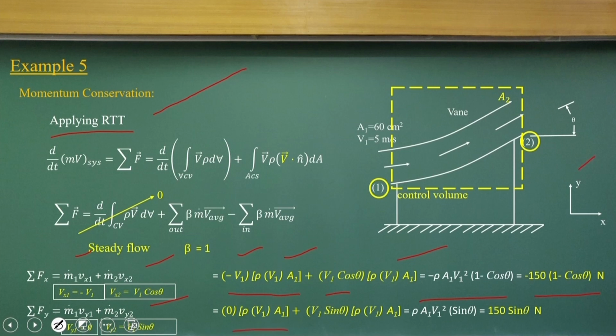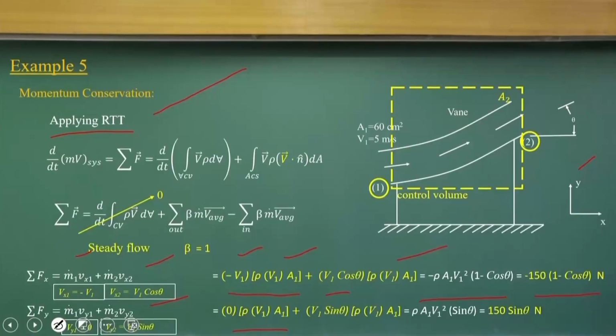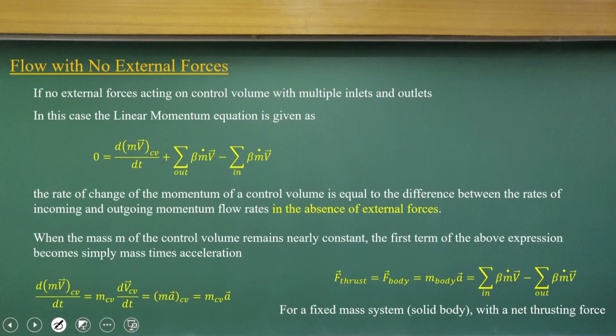Similarly, if I compute the force acting in the y direction, I will have the mass flux coming in, but the momentum flux in the y direction is 0 at the inlet, since the influx has no y component. The deflected part will have the component, that is rho A1 V squared sin theta, which will be 150 sin theta Newtons.